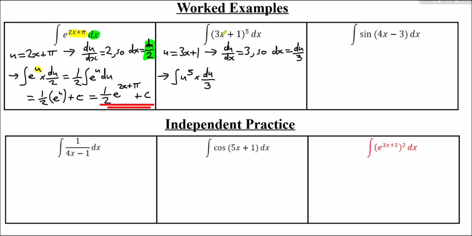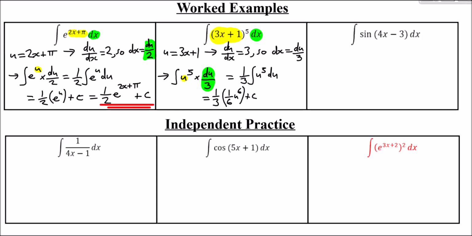So just to clarify what's happening here, 3x plus 1 has been replaced with u, and dx is the same as du over 3. Now that 1/3, in the same way as the first example, we can take to the outside of the integral and call it 1/3 of the integral of u to the power 5 du. And if we're integrating u to the power 5 with respect to itself, we just add 1 to the power and then divide by the new power. So it's going to give us 1/3, then the new power becomes 6, so we do 1/6 u to the power 6 plus c.